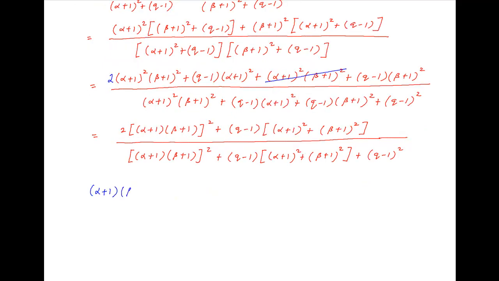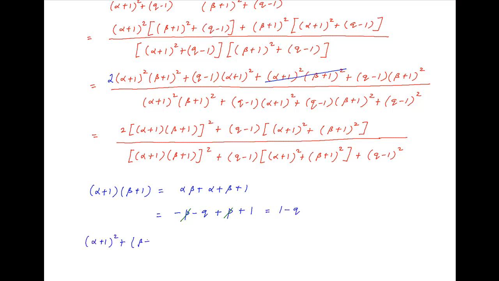Now, alpha plus 1 times beta plus 1 occurs both in the numerator and denominator, so we calculate its values separately. It opens up to be equal to alpha beta plus alpha plus beta plus 1. Plugging in the values of alpha beta and alpha plus beta derived earlier, we get minus p minus q plus p, which is the value of alpha plus beta, plus 1. The p cancels and we are left with 1 minus q.